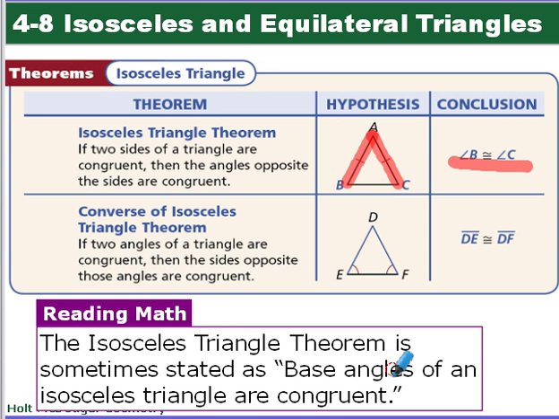The converse of that: given a triangle where two angles of the triangle are congruent, then the sides opposite those angles must be congruent. So the converse proves the two legs are congruent, and the Isosceles Triangle Theorem proves the two base angles are congruent.